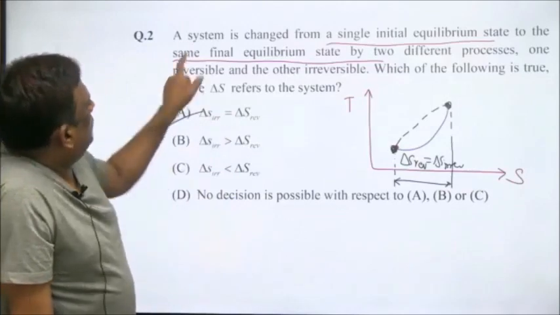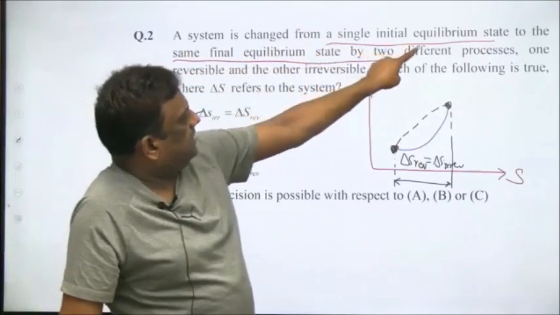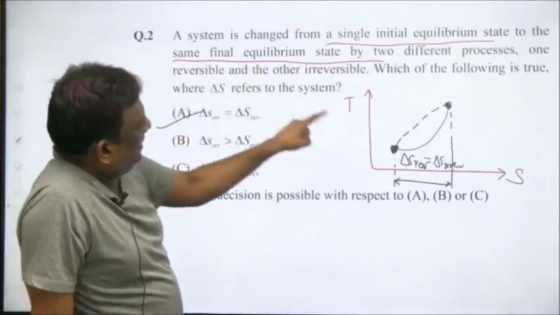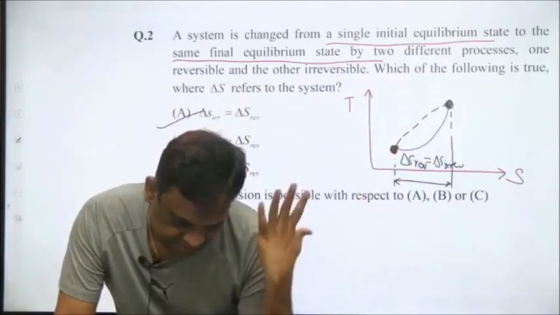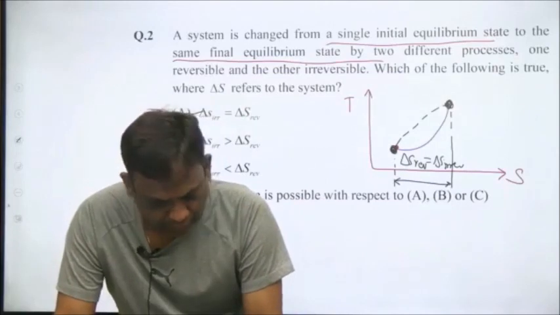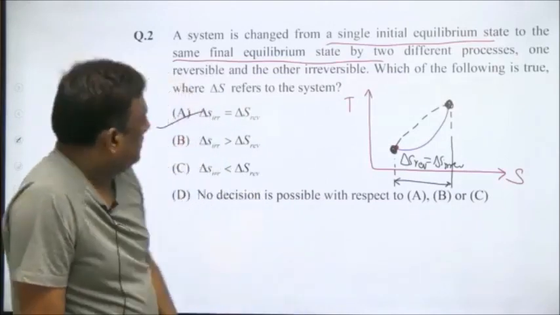Now, look at the question. A system is changed from a single initial equilibrium state to the same final equilibrium state, whether reversible or irreversible. So when endpoints are the same, whether it is reversible or irreversible, it will be absolutely the same. No problem at all. Okay. Now we'll move to the next question.